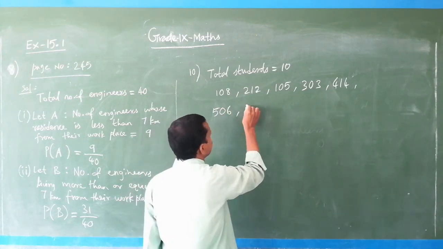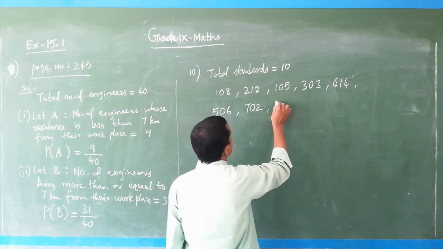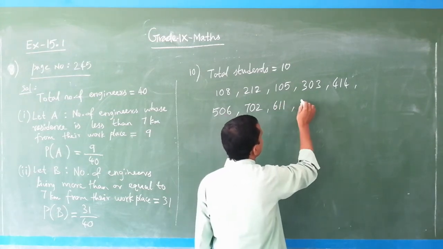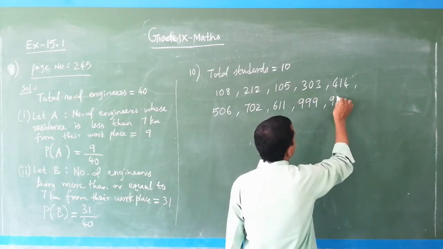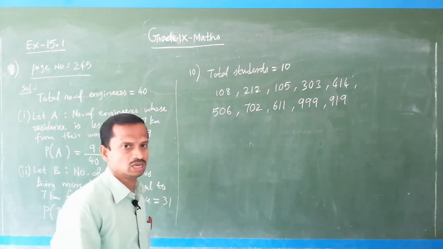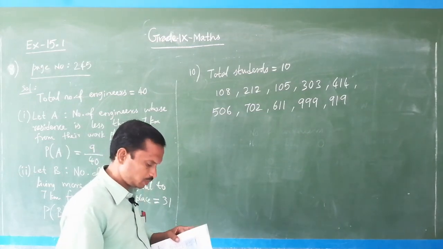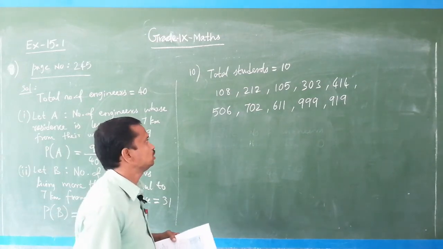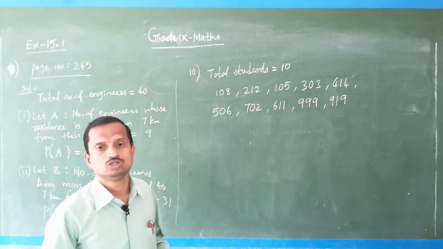506, and then 702, 611, 999, and 990. For example, the 10 students have written the 3-digit numbers like this, and the question is, which number is divisible by 3? Suppose I am asking a student and checking whether the number written by her or him is divisible by 3.